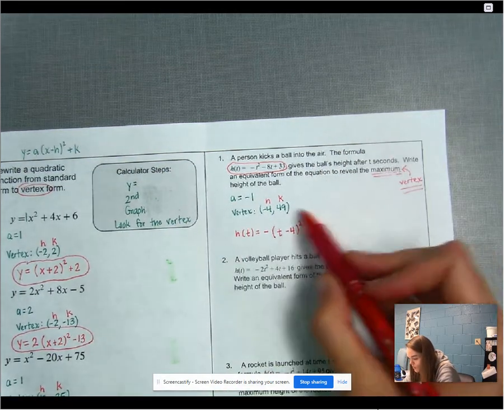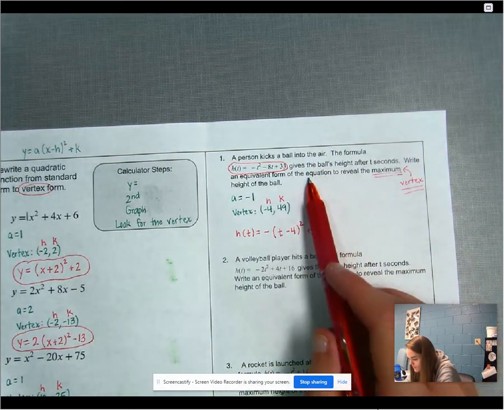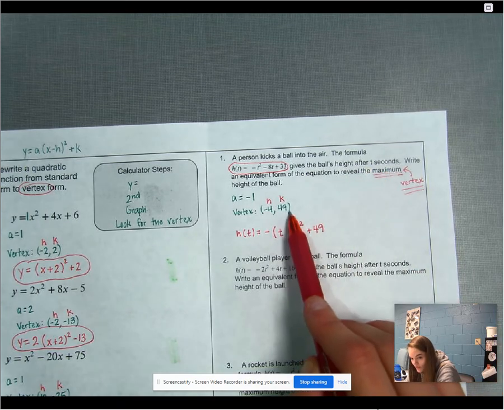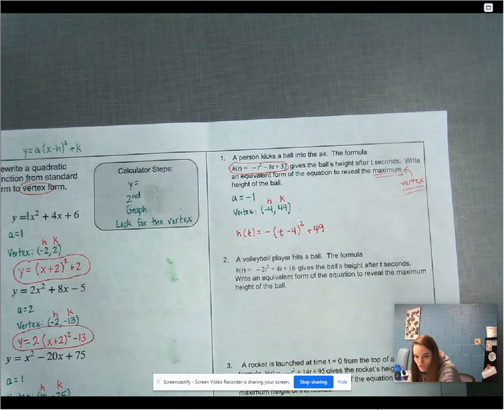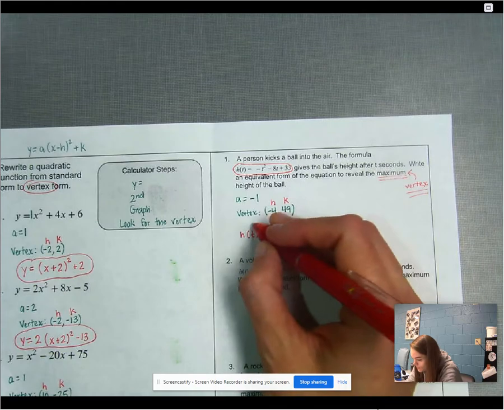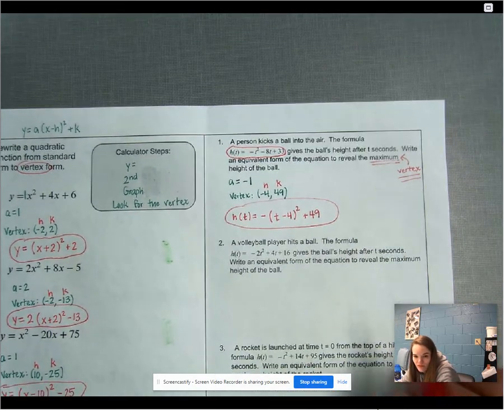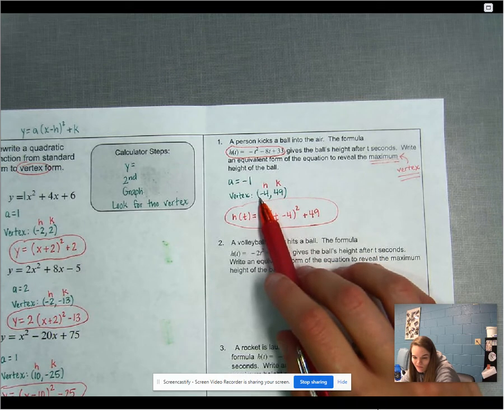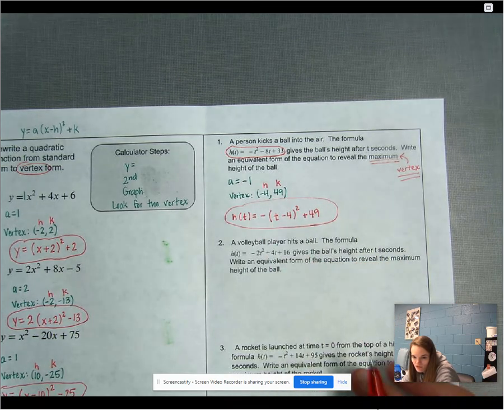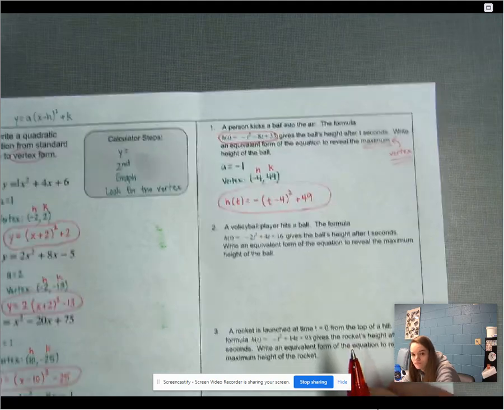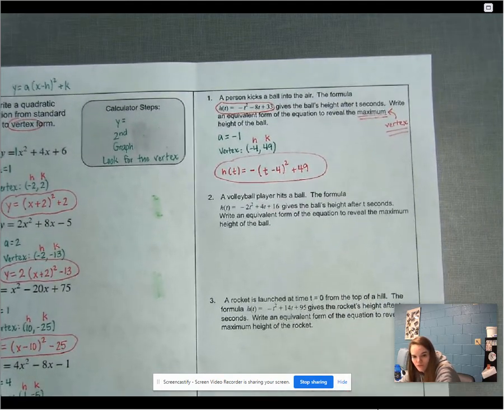In case you wanted to know what this means, it means that the ball's height reaches a maximum of 49, whatever the units are, okay? Just in case you wanted to know. Now the t value here doesn't make sense. That means negative 4 seconds. This problem needs fixing.